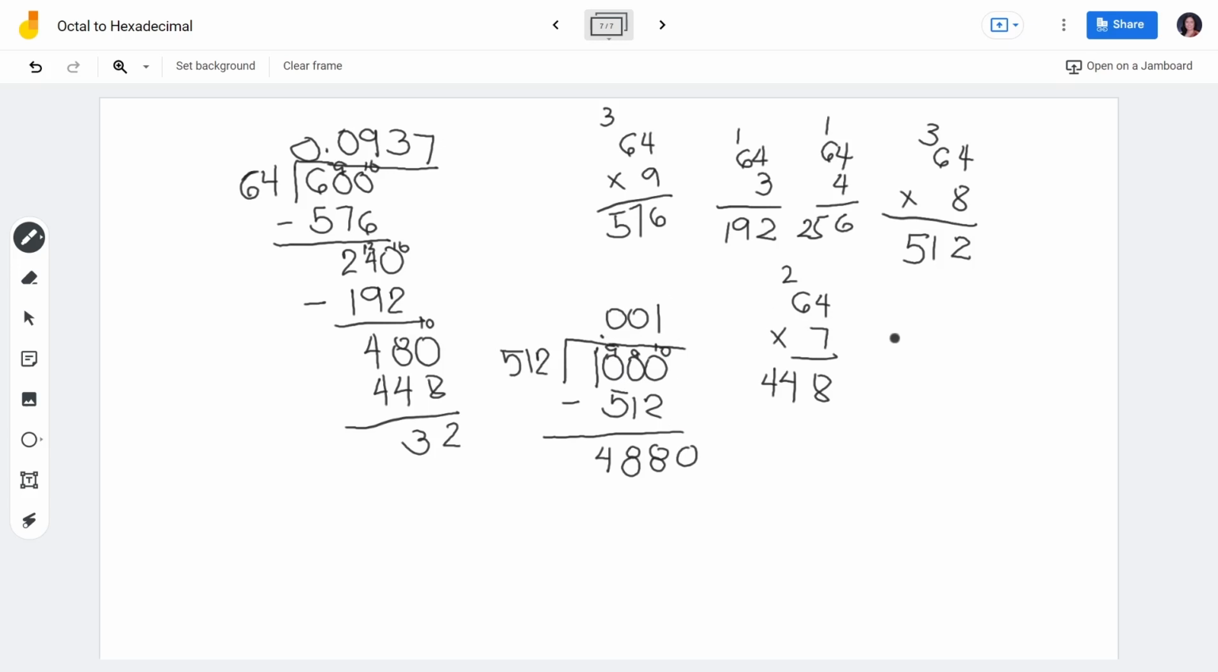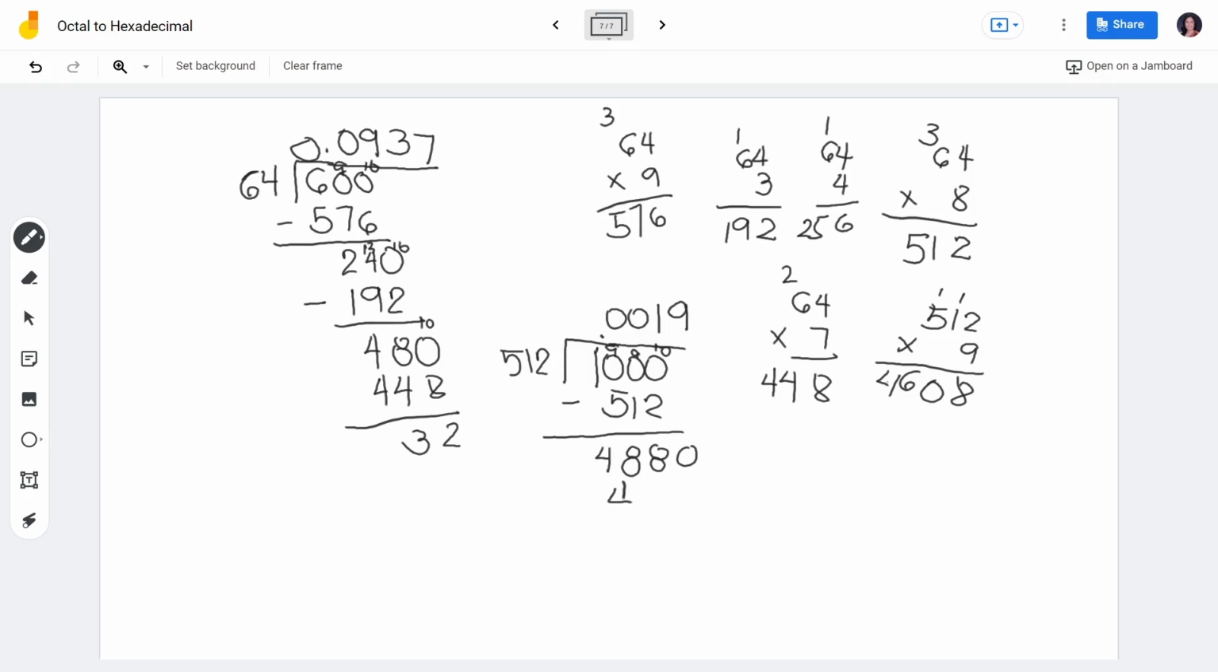So 4,880. Let's try 512 times 9. So we have 9 times 2 is 18. 9 times 1 plus 1 is 10. 9 times 5 is 45. We have 40. Okay, wait, it's not. Okay, yeah. 46. We have 4608.